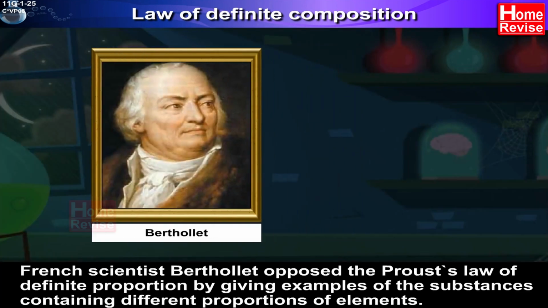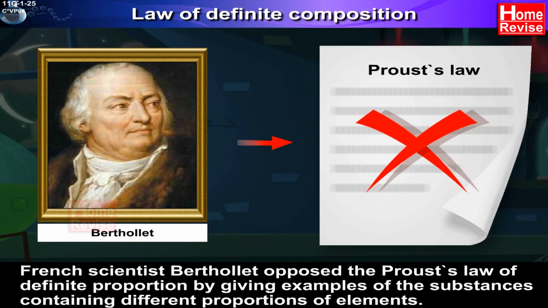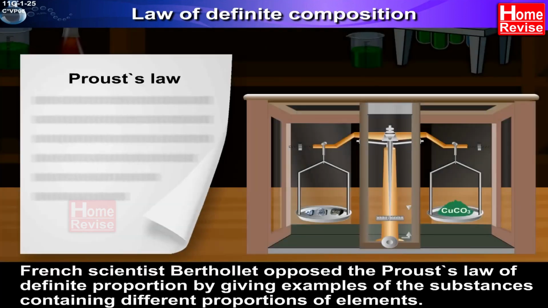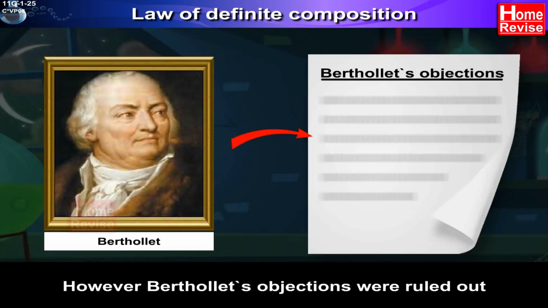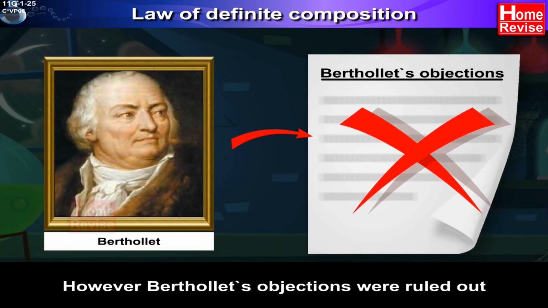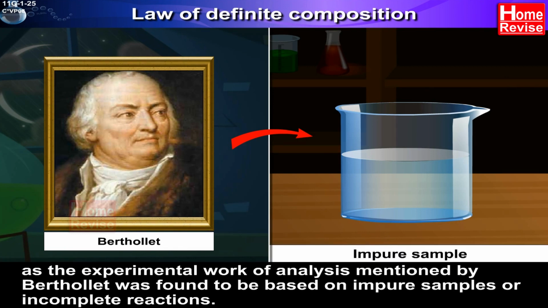French scientist Berthollet opposed Proust's law of definite proportion by giving examples of substances containing different proportions of elements. However, Berthollet's objections were ruled out, as the experimental work of analysis mentioned by Berthollet was found to be based on impure samples or incomplete reactions.